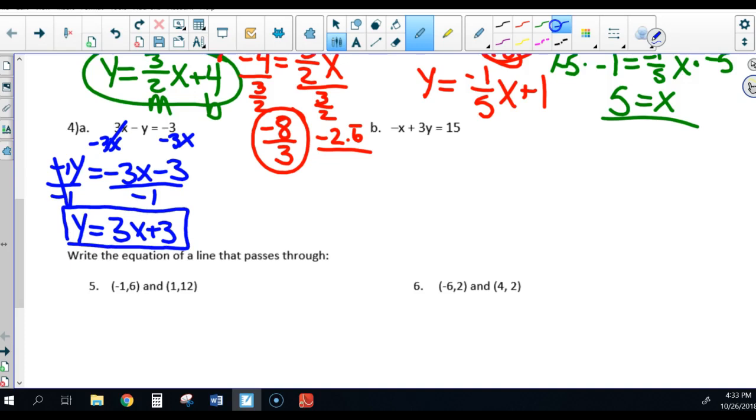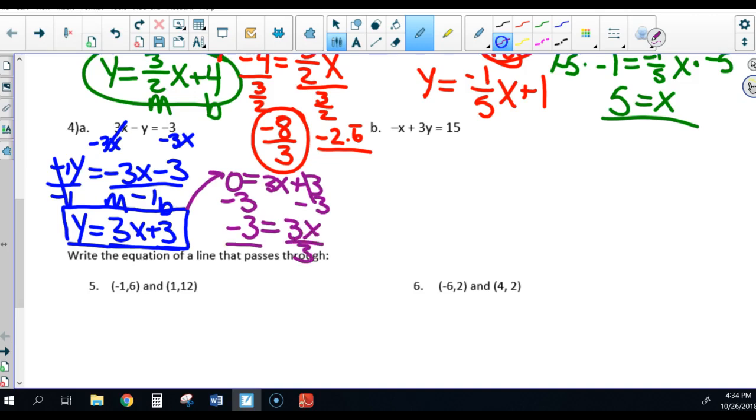I haven't been identifying the slope and y-intercept like the problem says. I forgot about that. But we know that's the slope. That's the y-intercept. Hopefully we got that down. M is the slope. B is the y-intercept. For the x-intercept, take this equation, make the y 0. 0 equals 3x plus 3. You minus 3 to both sides. Negative 3 equals 3x. Then you divide by 3. X equals negative 1.